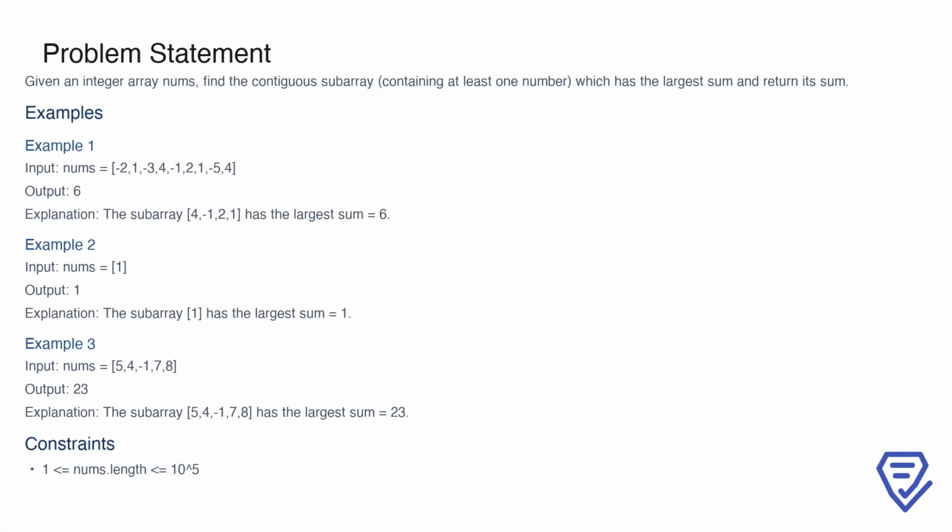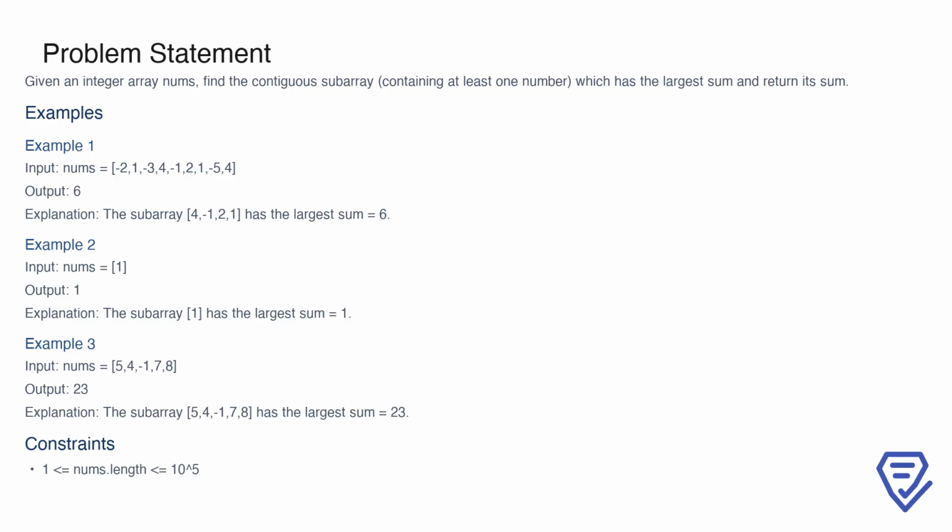Let's start by reading the problem statement for LeetCode problem number 53, maximum subarray. You are given an integer array nums. Your task is to find the contiguous subarray within nums that has the largest possible sum and return what that sum is. The subarray must be contiguous, and it needs to contain at least one element.